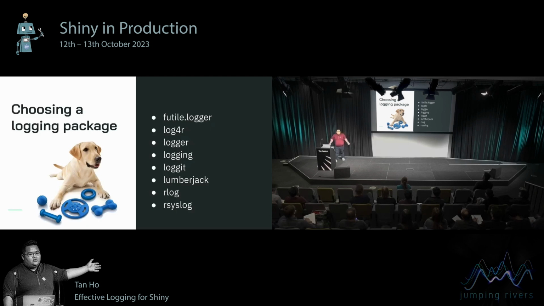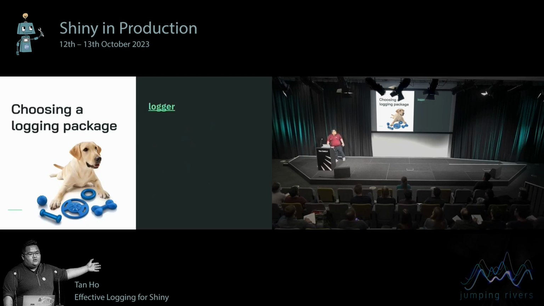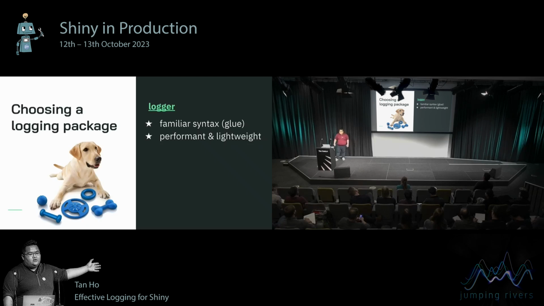I couldn't really think of a better way. I've set out the criteria of what kind of logging I want to do, and so I went through a couple of these and experimented. And I settled on logger as my logger of choice. This might not be for everyone, but to me it works really well because it's got a pretty familiar syntax. It even uses glue, so you can do some really nice interpolation with it. It's performant and it's pretty lightweight. It's not a huge dependency suck. It's actively maintained. It's flexible, so it covers the alert levels.